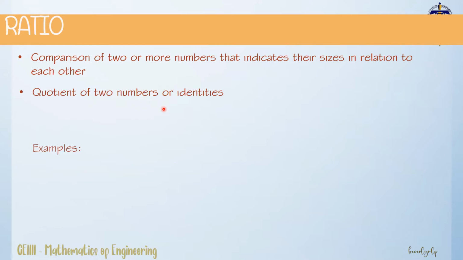So for example, A over B, or the ratio of A to B. And another example, 5 is to 12. So 5 is to 12 can also be written as 5 over 12. And then another example is x over x plus 2 divided by x squared. And then finally, another example is feet over yards. So these are examples of ratio.